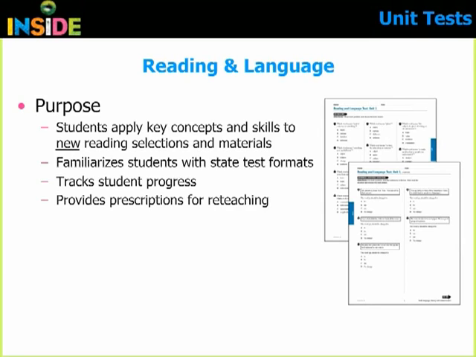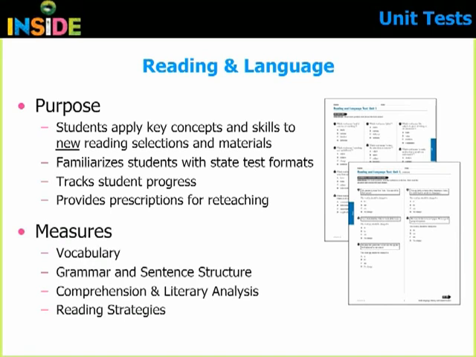In the reading and language unit test, students apply the key concepts and skills they have learned throughout the unit across all 3 selections to new reading selections and materials. These tests are designed to be rigorous and thereby familiarize students with state test formats, track student progress, and provide prescriptions for reteaching. The reading and language unit test assesses students in vocabulary, grammar, sentence structure, reading comprehension, and literary analysis, as well as the reading strategy.